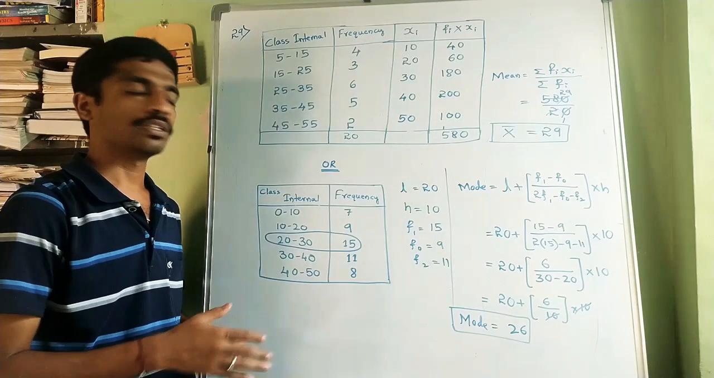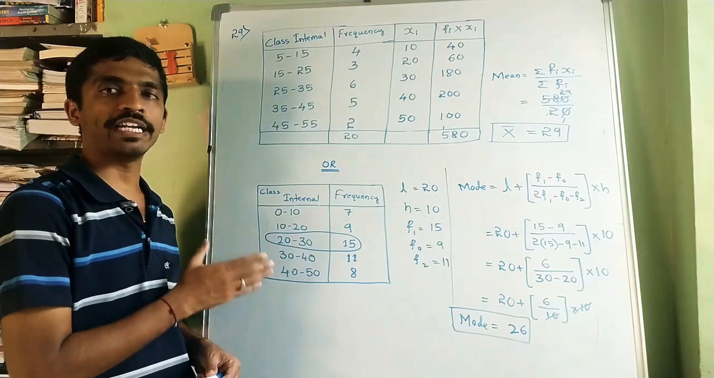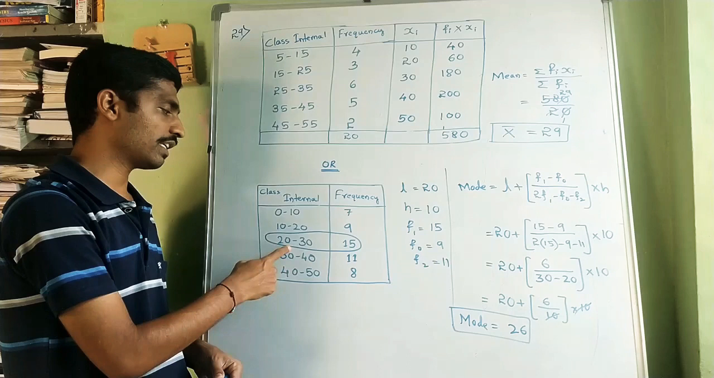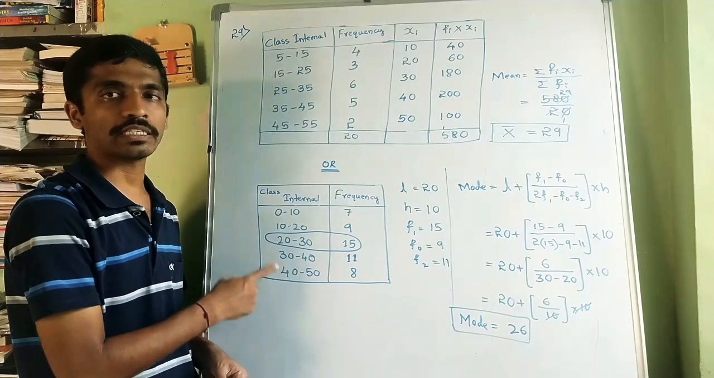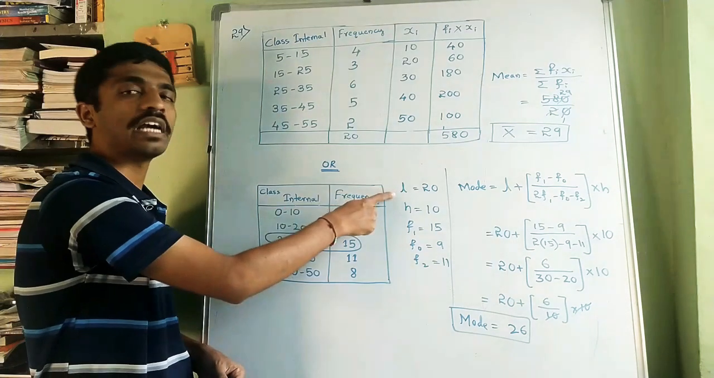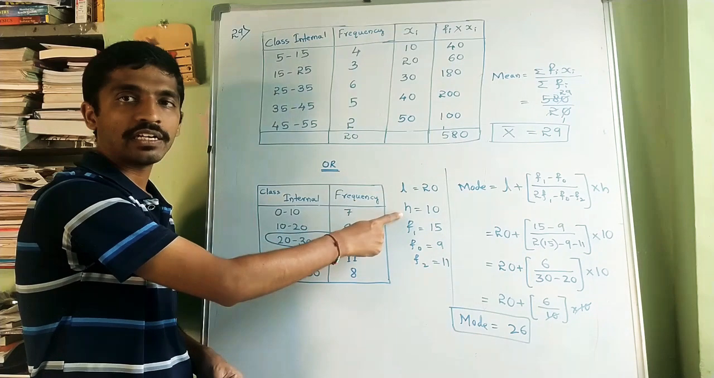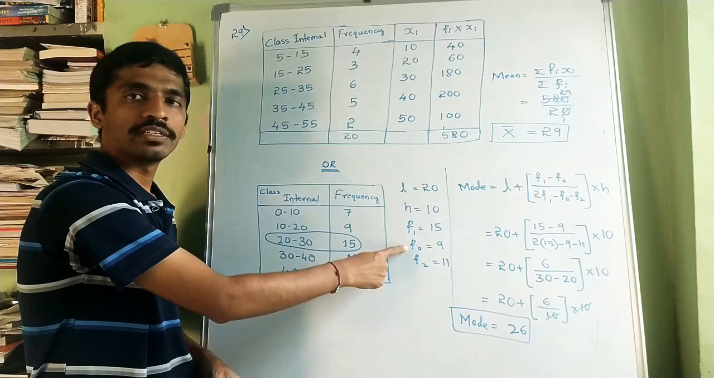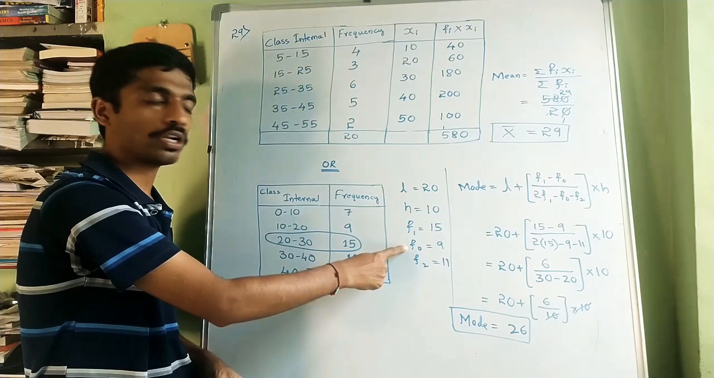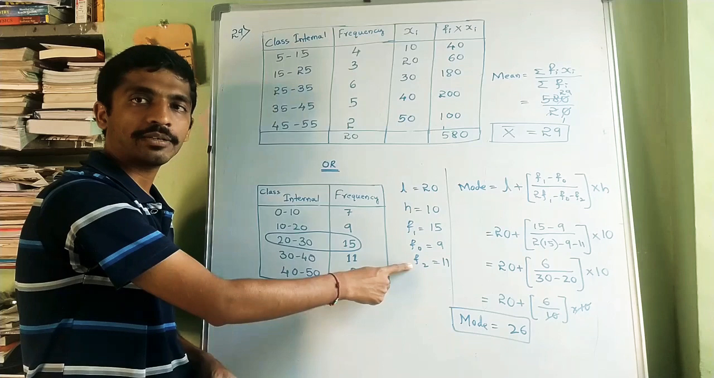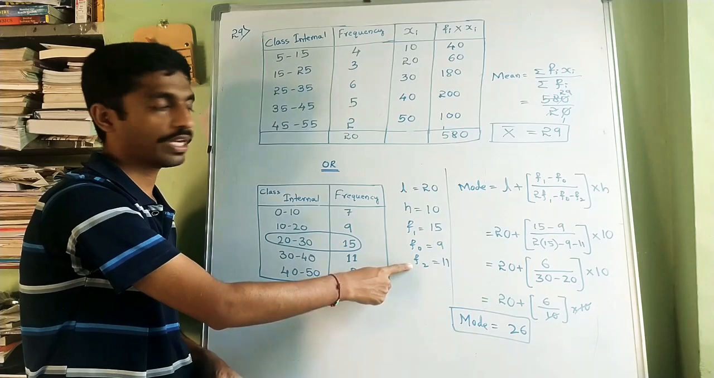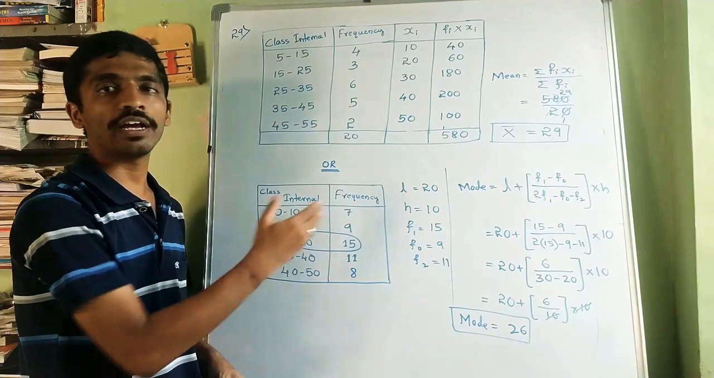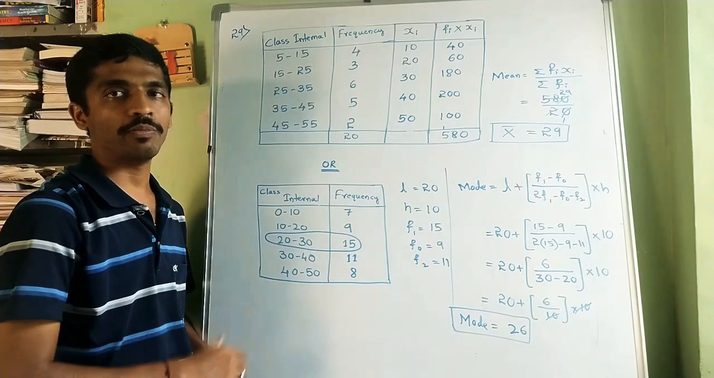Okay, so just here one thing you have to do, identify the maximum frequency. That is 15. So then the class interval will be our modal class. From that modal class, take L, the lower limit, the class size, the frequency of the modal class, the preceding frequency of the modal class, and the succeeding frequency of the modal class. If you get all these values, it is easy to substitute in the formula and solve. You will get the mode.